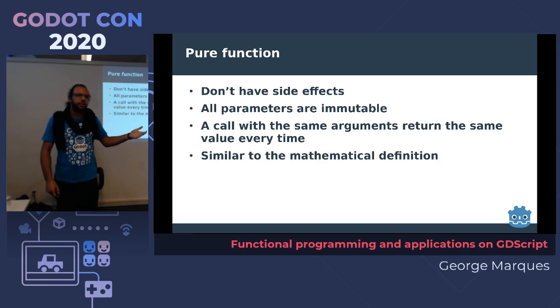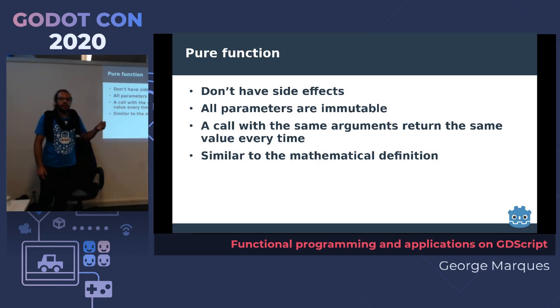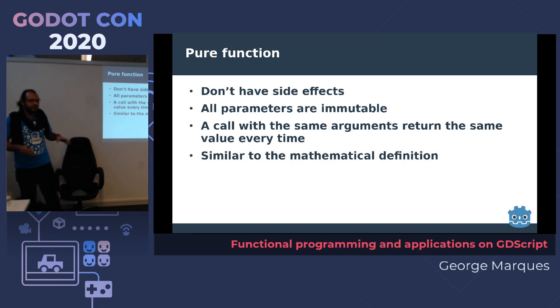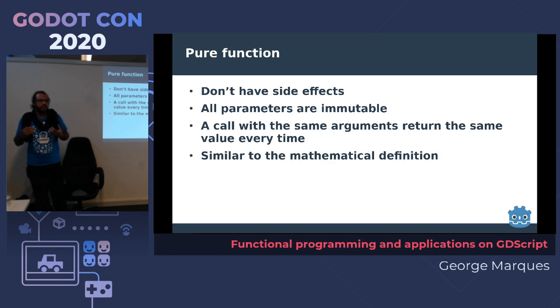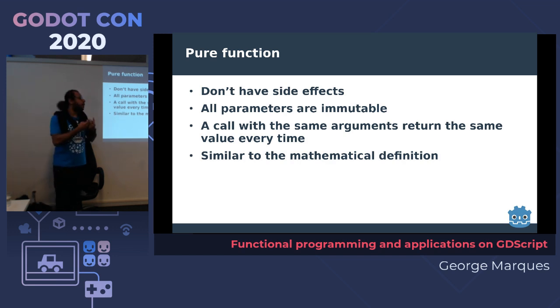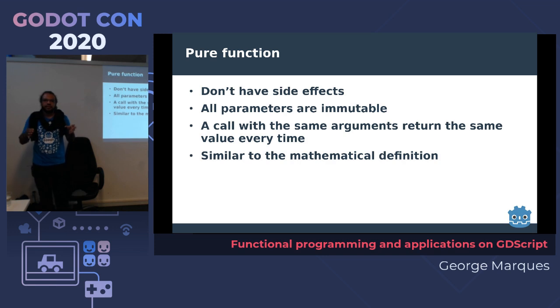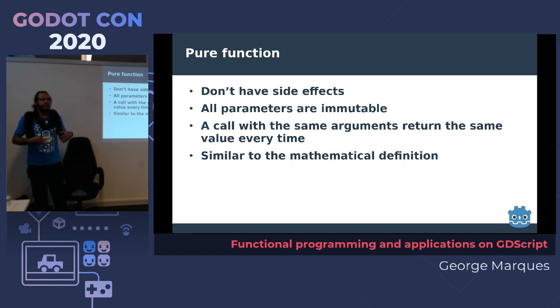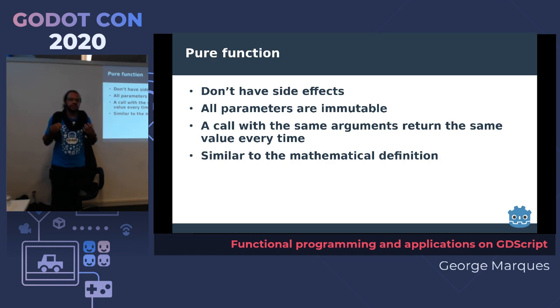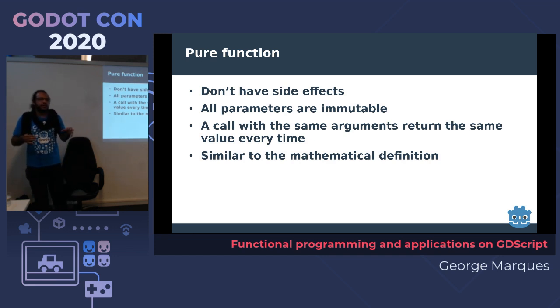And this relates to the pure function that I talked about, which is a function that has no side effects. So all the parameters that you get in the function are immutable. When you call a pure function, you have this contract, this certainty that the object that you're passing around won't be changed. And also, the main idea is that a call with the same arguments always returns the same value. That's what makes it easier to test.